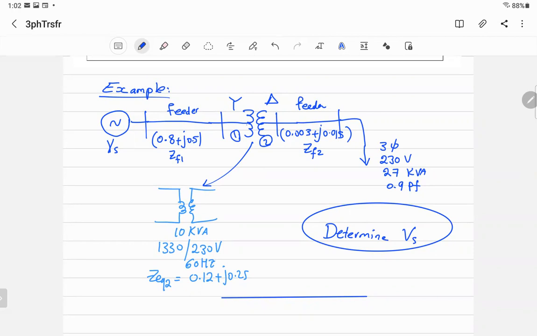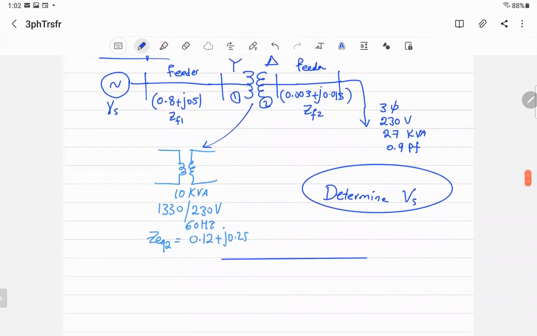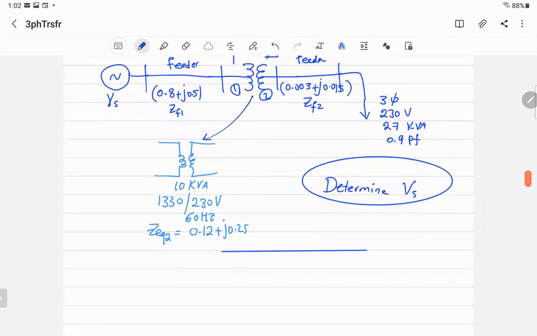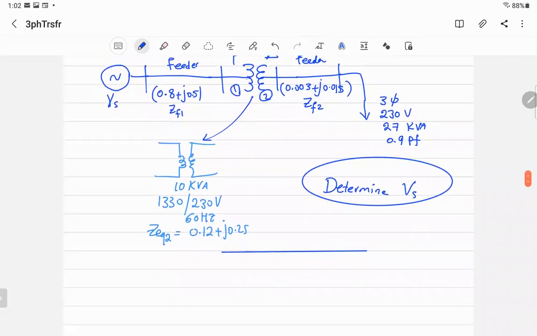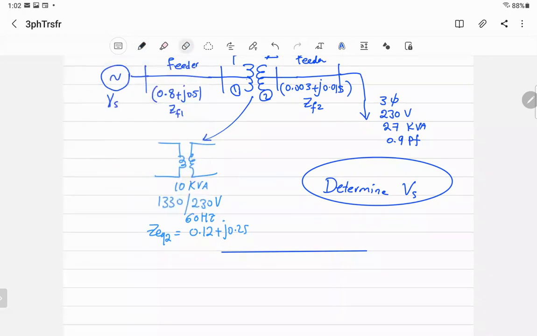The equivalent circuit should be on the high voltage side or the low voltage side, it doesn't matter. But the first thing when I solve this one, deal with the transformer first, finish the transformer, and then go to the feeder and the load later. So that's the strategy to solve the problem. So I will say, okay, the transformer, get the whole information, find the equivalent circuit for the transformer.